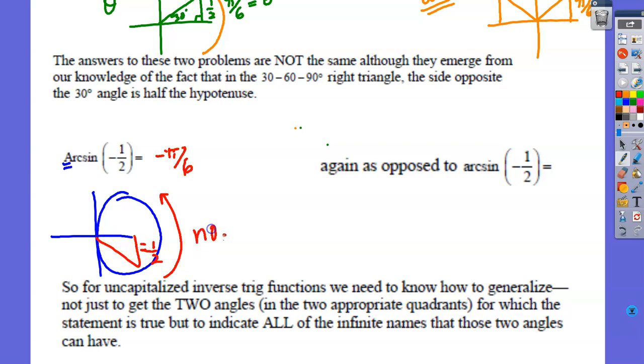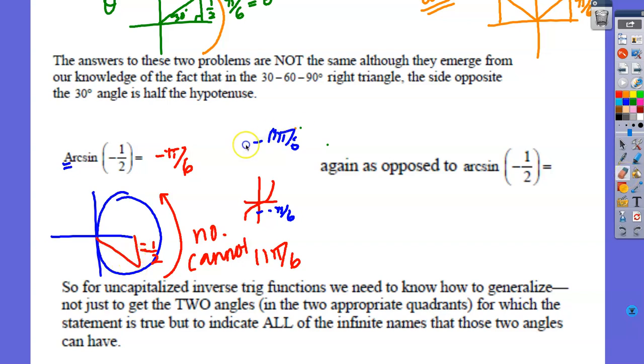Now, no, you cannot call it 11 pi over 6, because capital arc, if you want to talk about something in the fourth, has to be from negative pi over 2 through 0 to positive pi over 2. Remember, that's what the graph looks like, if you can recall the graph. So you don't have the choice of 11 pi over 6. That'd be way over here. If you want to talk about this, you have to refer to it as negative pi over 6. So anything that you want to use in the fourth quadrant will always have to be the negative version of the angle. Just keep that in mind.